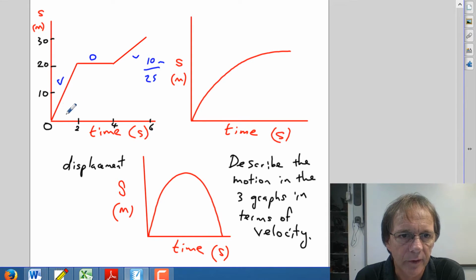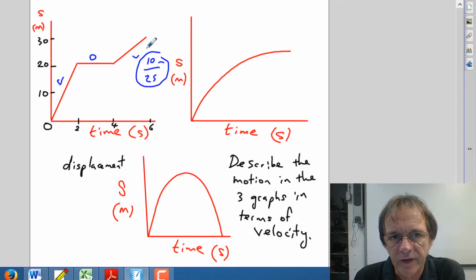So there it's only 5 meters a second. So you see this one here was 20 and 2, it was 10 meters a second. This one was only 5. So that's the sort of difference you can see there. That's how you can do those.